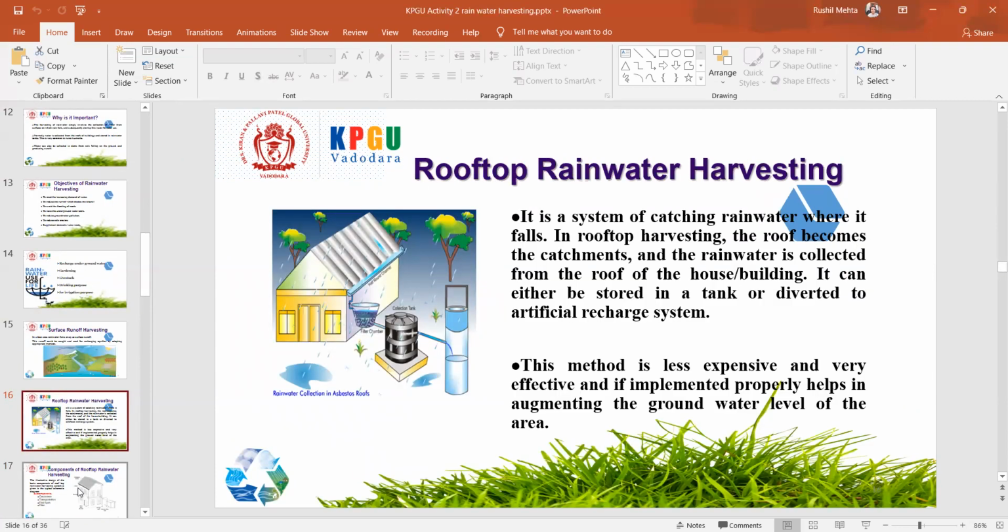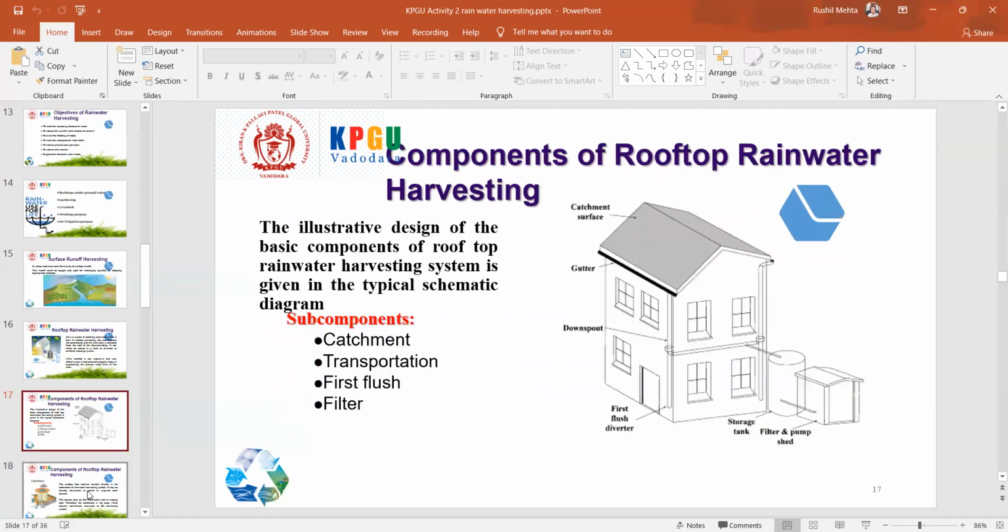Now rooftop rainwater harvesting, as I informed you, which comes to our houses. It is a system of catching rainwater where it falls. In rooftop harvesting, the roof becomes the catchment and the rainwater is collected from the roof of the house or building. It can either be stored in a tank or diverted to an artificial recharge system. This method is less expensive and very effective, and if implemented properly, it helps in augmenting the groundwater level of the area.